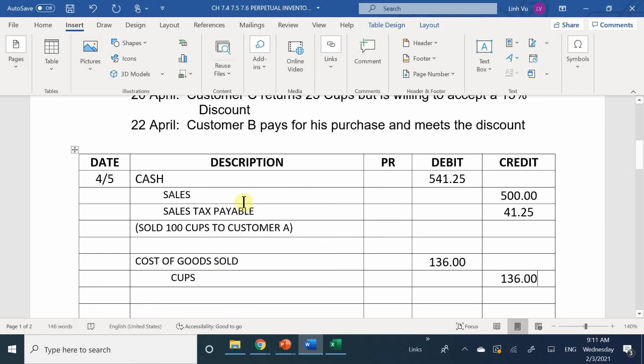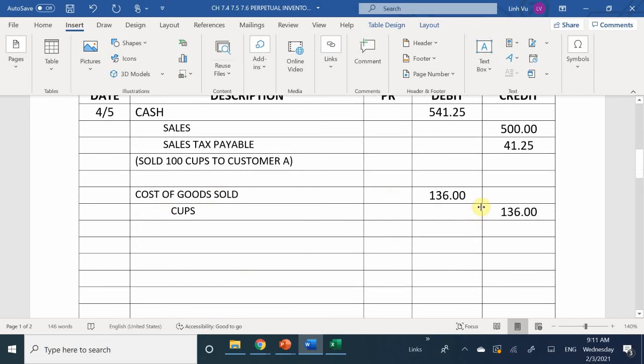Now you could either put the description below here, or you could keep it up here. I just want to make sure that I sold it to a specific customer, and of course I'm going to cost of goods sold. It doesn't matter how many I sell, because I know how much I sold it for.